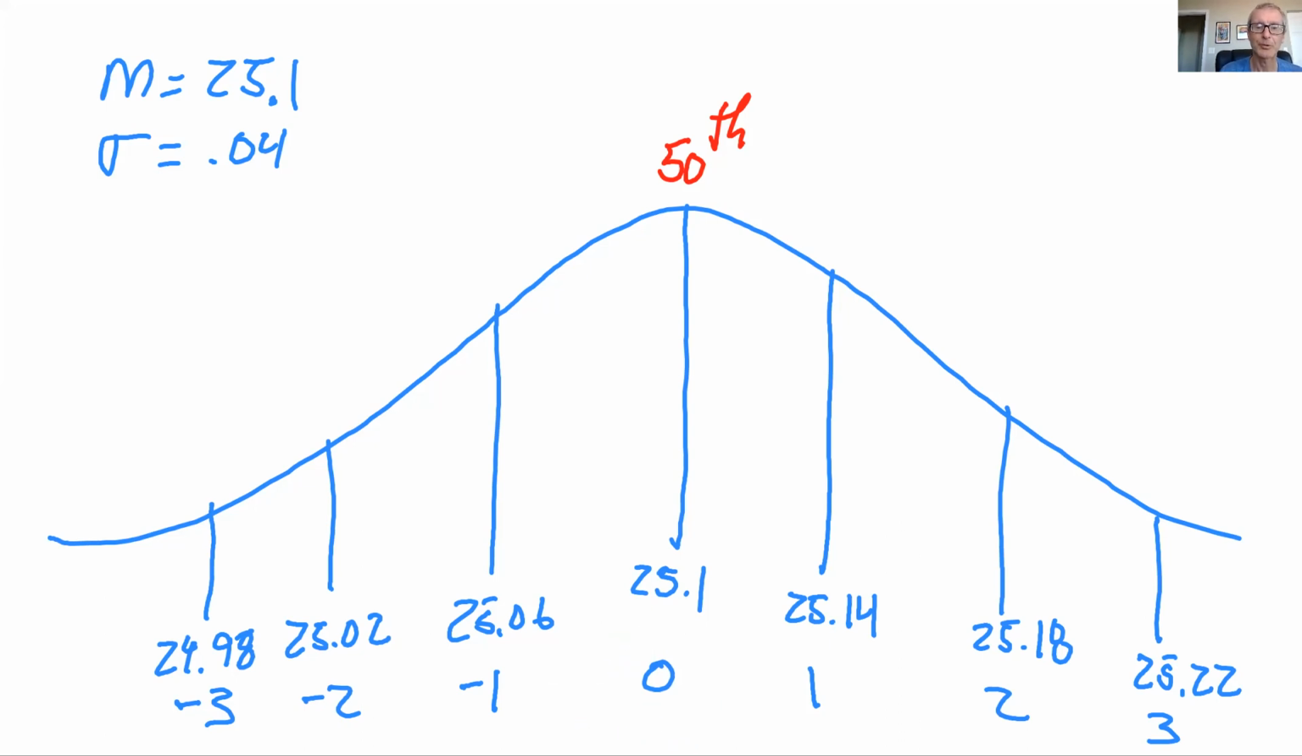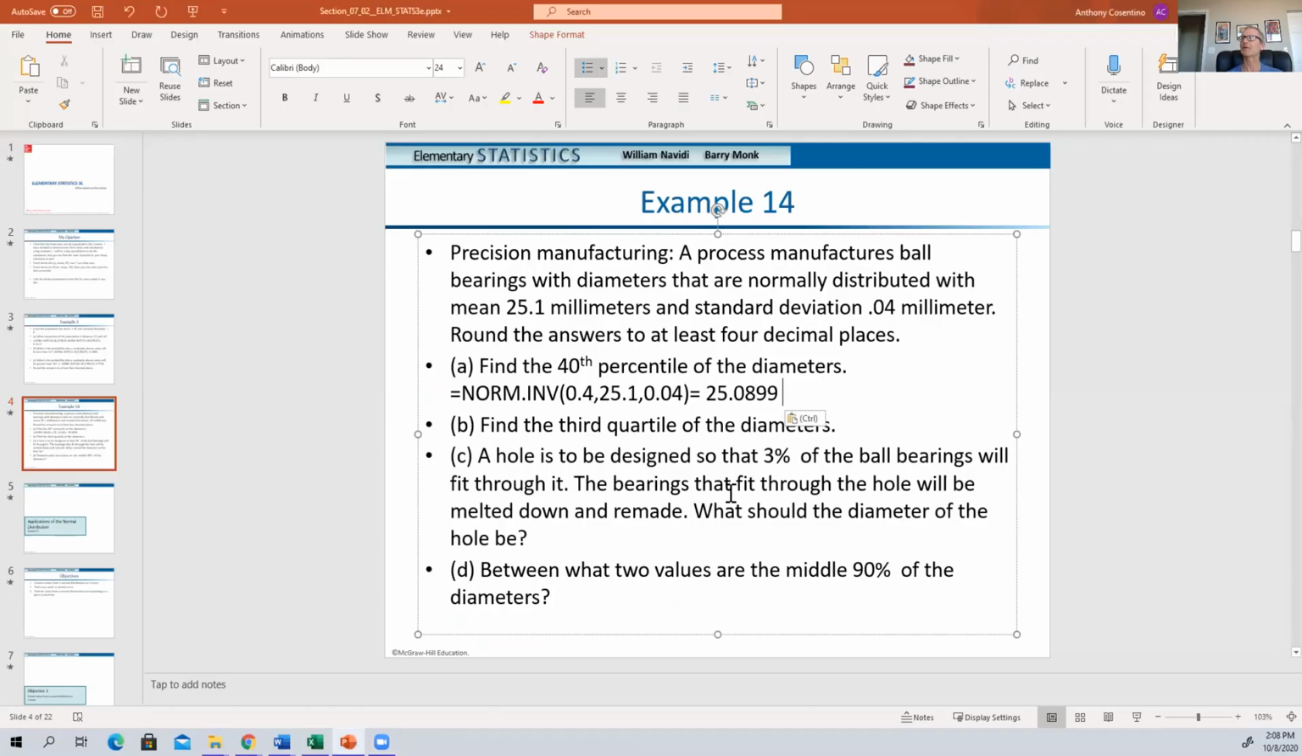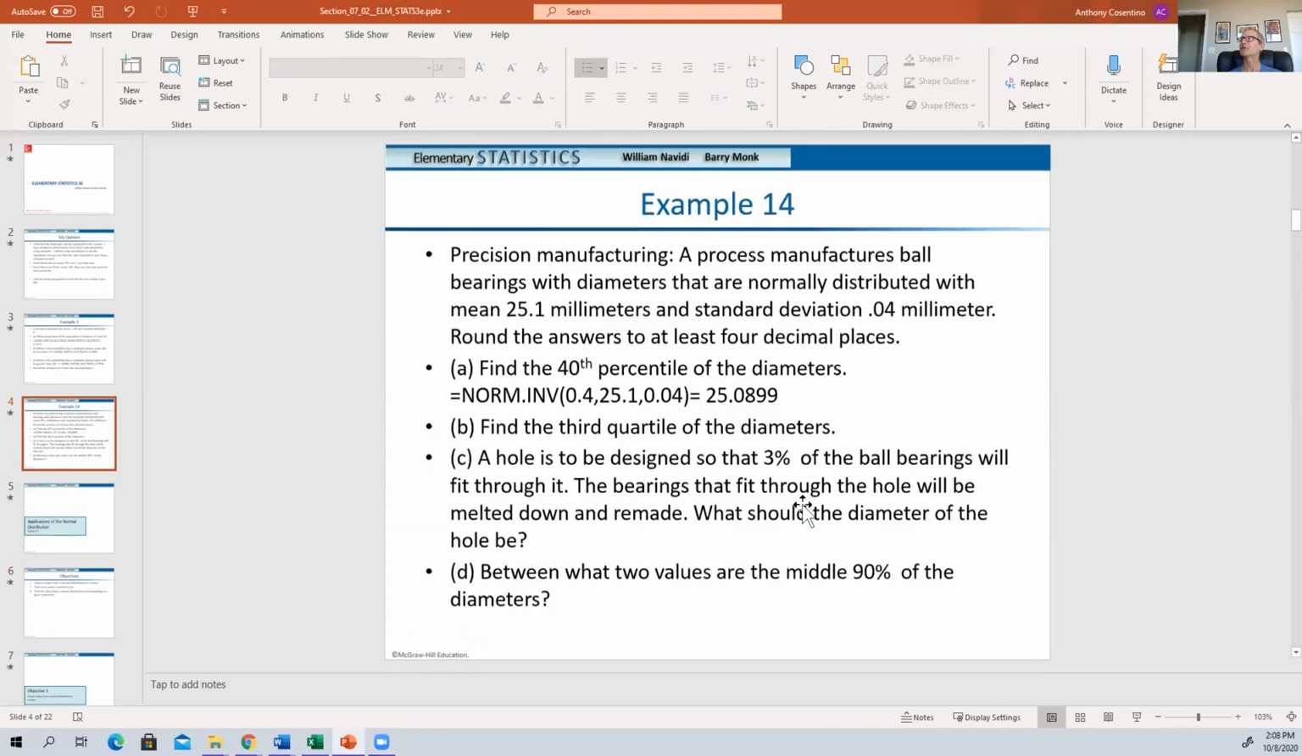So the next problem, it's not hard, but I just want to make sure you understand what these words mean. The next one says find the third quartile of the diameters. And what is the third quartile?